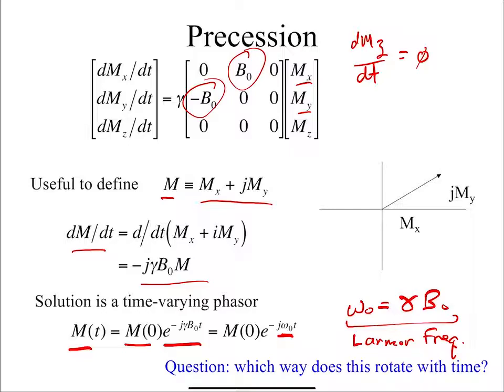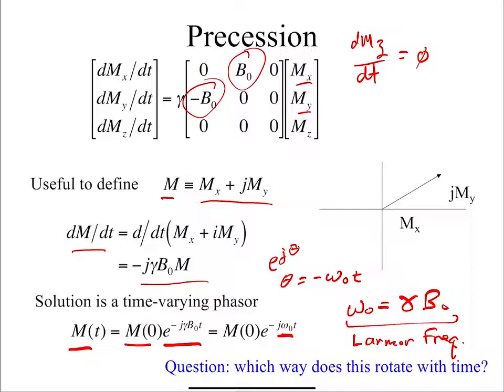So what we have is m of t is equal to m naught times this complex exponential e to the minus j omega naught t. If we break that down, then that's of the form e to the j theta, right? So therefore theta must equal minus omega naught times t. All right. So if that's the case, then in this picture, if theta is equal to minus omega naught t, is the magnetization going to go clockwise or is it going to go counterclockwise?